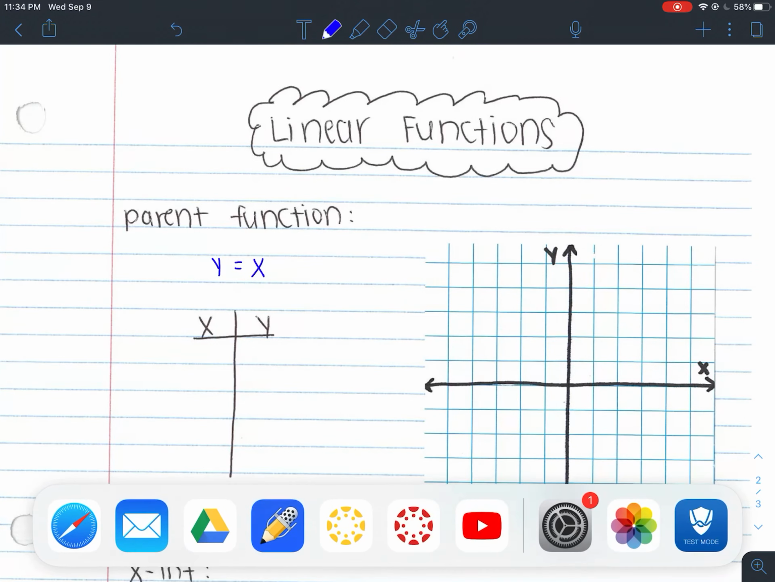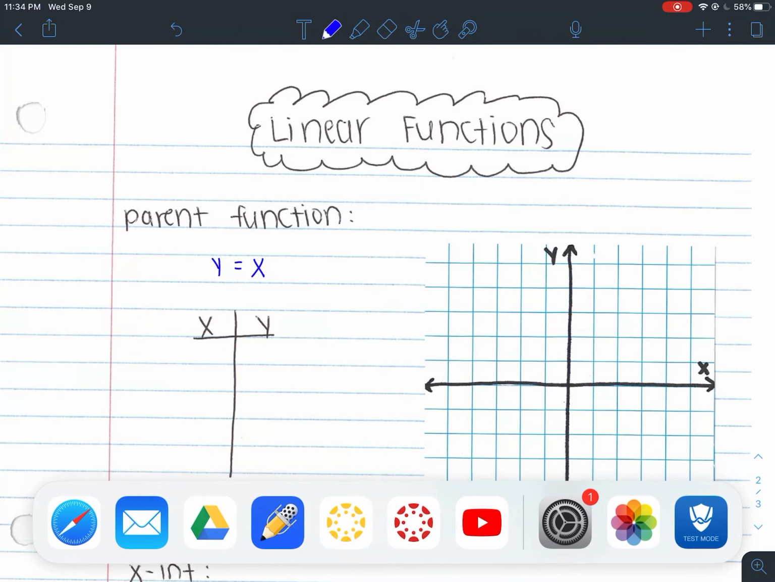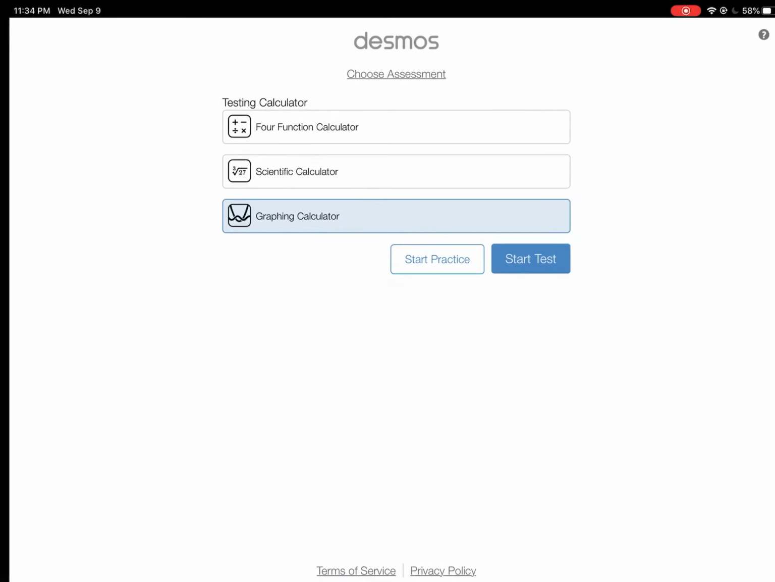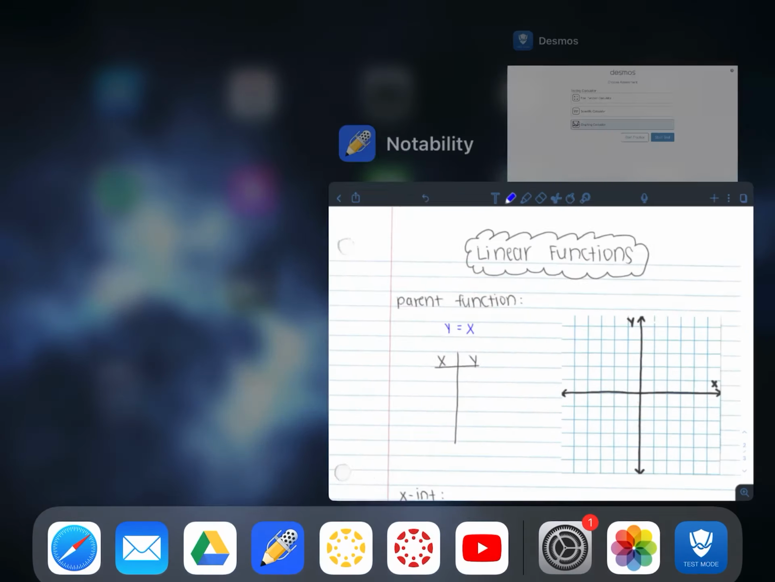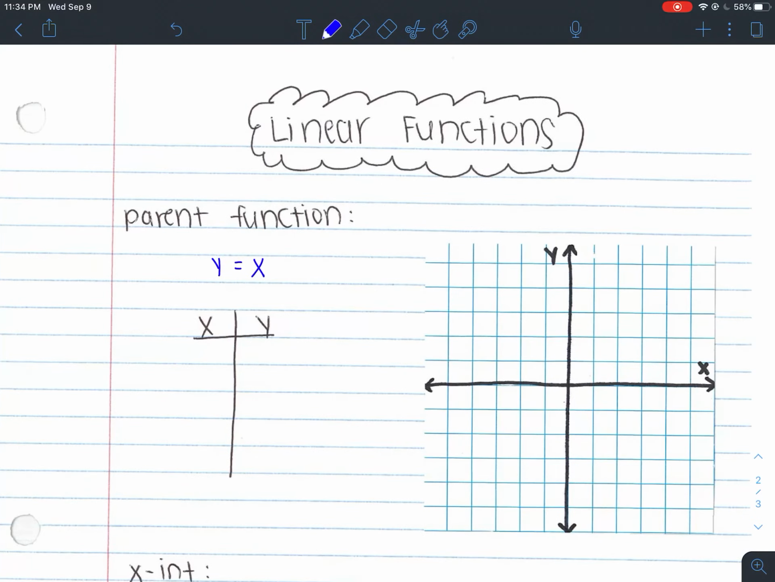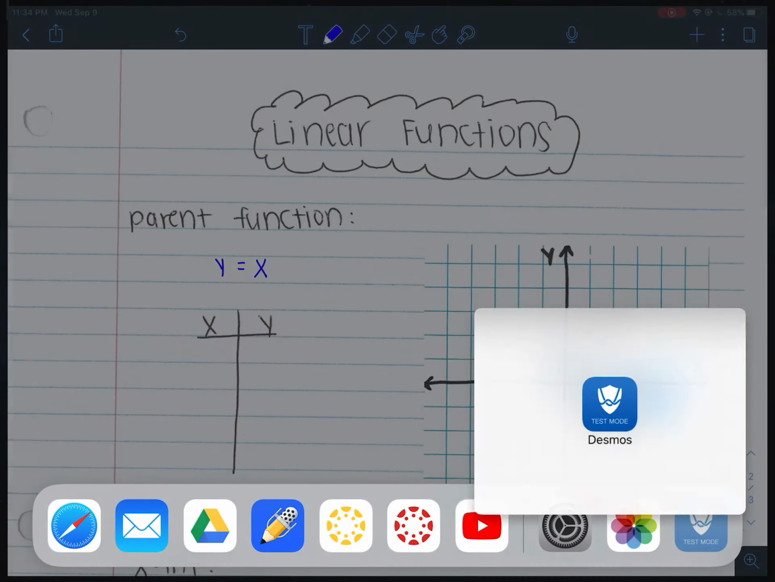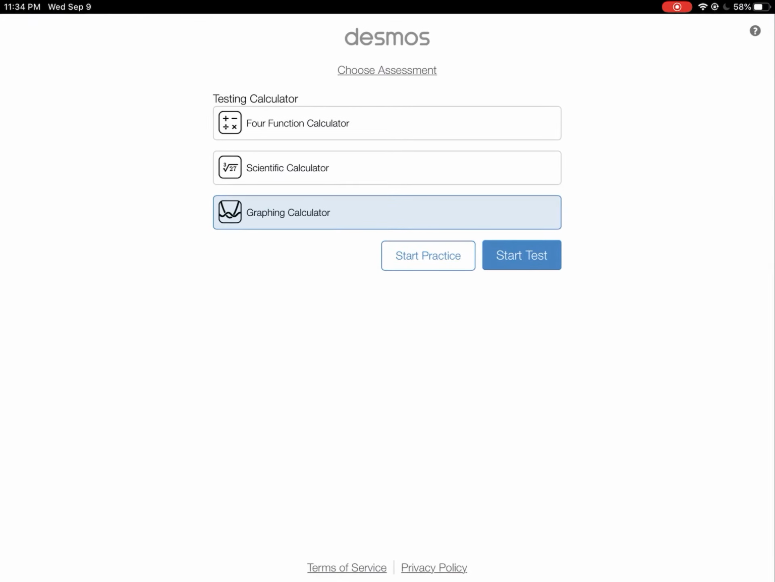So I'm going to use Desmos test mode, and I'm actually going to try to split screen this, so we'll see if this works. Oh, nope. I don't know. I'm trying. Try one more time before I give up, and then we'll just switch over to the app. Oh yeah, so it doesn't look like I can split screen Desmos.